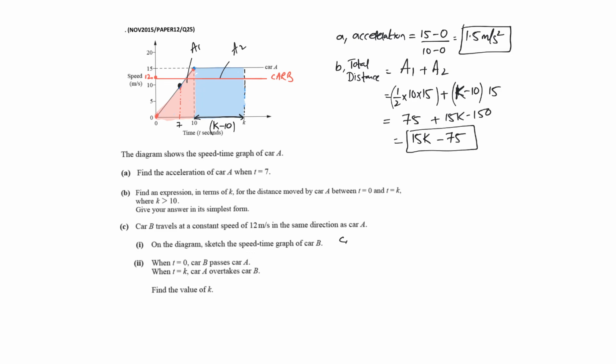Now when t is 0, car B passes car A. I'm doing part 2 now. When t is 0, car B passes car A, and when t is equal to k, car A overtakes car B. Now you need to understand that whenever overtaking takes place, the distance covered by both the cars would be the same and the time would be the same. The time of overtaking and the distance covered would be the same for both the cars. So when this overtaking takes place at k, I can say that the distance covered by car A is the same as the distance covered by car B.